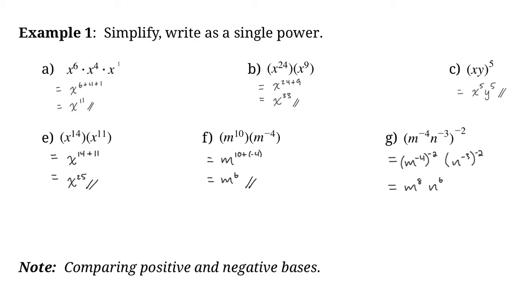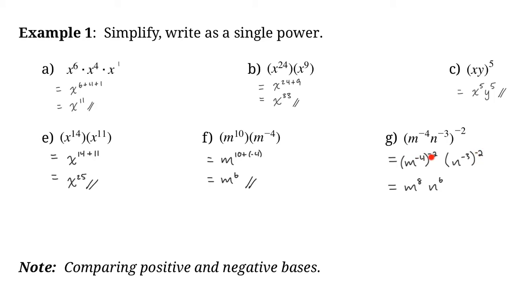And then our last one, we have m to the power of negative 4 times n to the power of negative 3, and that's all raised to the power of negative 2. I'm going to ignore the negative exponents for now. I'm going to use our power of a power rule because in our brackets you can't simplify that any further. But this power on the outside, that exponent of negative 2, applies to everything inside the brackets. So that just means m to the power of negative 4 is raised to that power of negative 2, and n to the power of negative 3 is also raised to that power of negative 2.